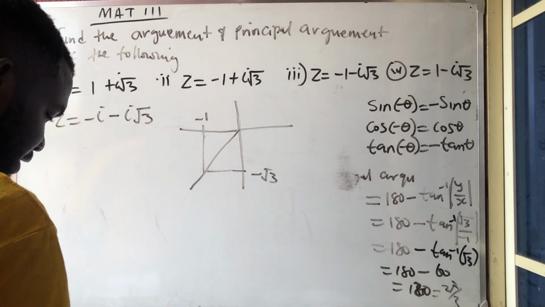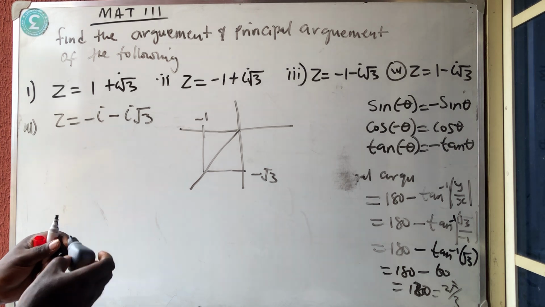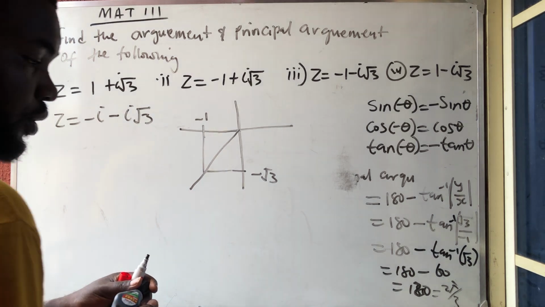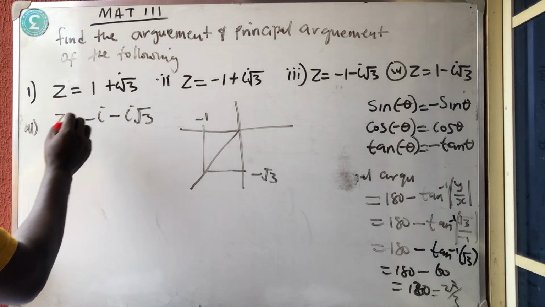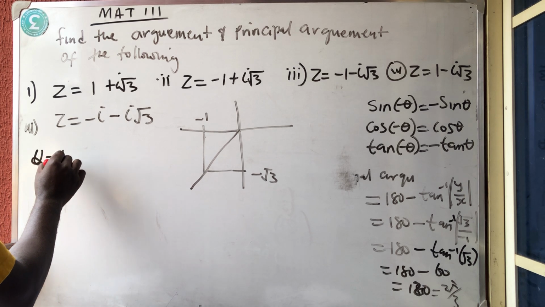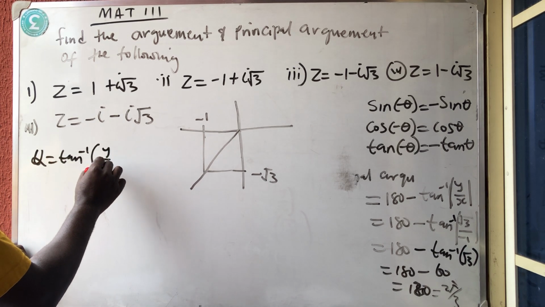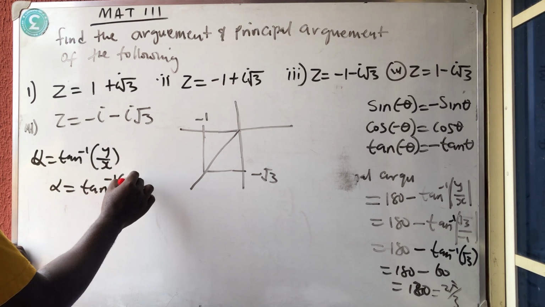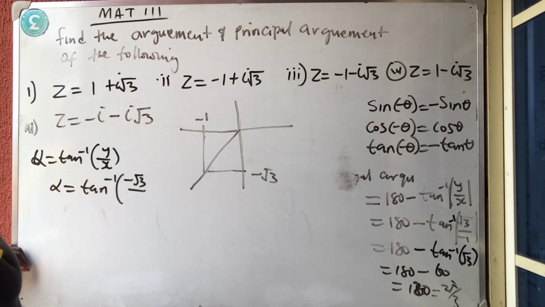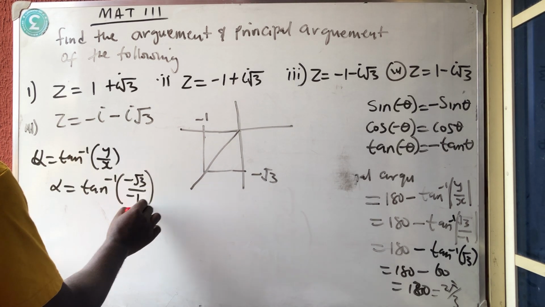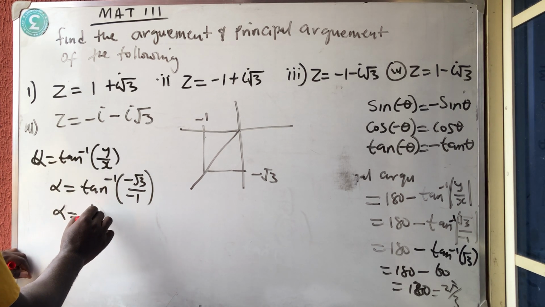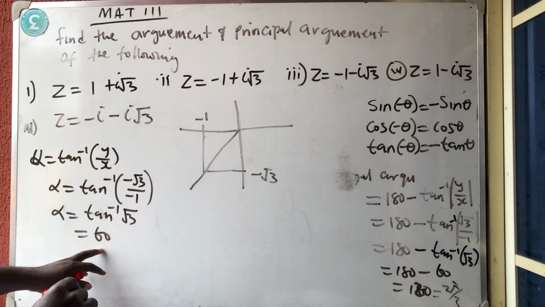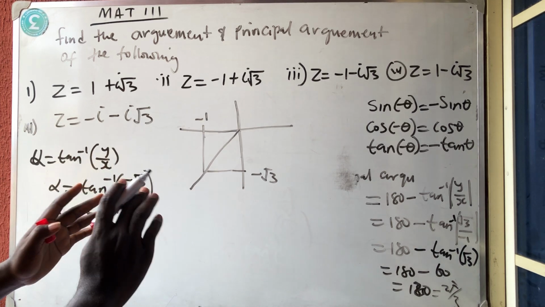After getting your theta, you now use 180. Never use 270. It's either you use 360 or you use 180. Please, don't use 270. So I'm going to have here that alpha is equal to what? Tan inverse of y over x. So my alpha is equal to tan inverse of minus root 3 over minus 1. The minuses take care of each other. So theta is tan inverse of just root 3, which is 60. So since I have 60 now, what should the third quadrant be?